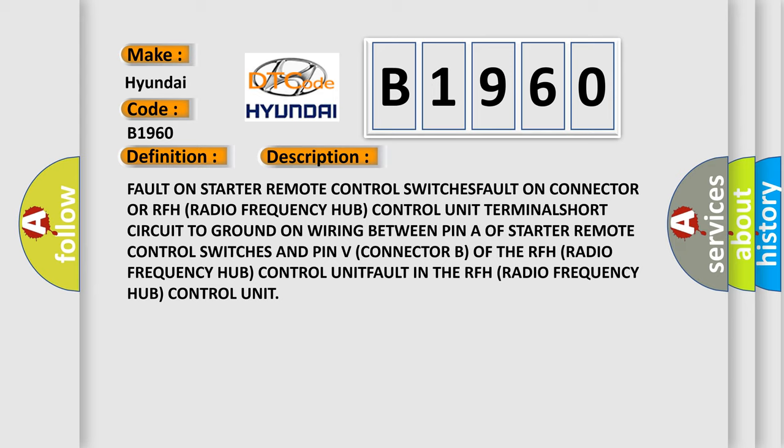SWITCHES FAULT on connector of the RFH radio frequency hub control unit. TERMINAL SHORT circuit to ground on wiring between pin A of starter remote control switches and pin V connector B of the RFH radio frequency hub control unit. FAULT in the RFH radio frequency hub control unit.